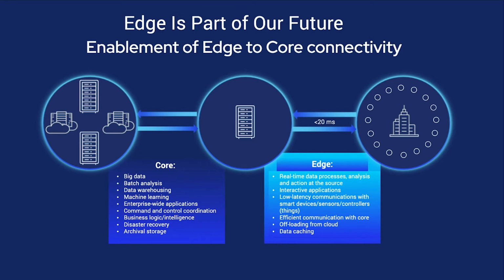And as we mentioned earlier, if you look on the left-hand side, your core is still going to have big data, batch analytics, data warehousing, machine learning, archival storage, all of the high security stuff that has to sit out there is still going to be in your core data centers. But out at the edge, you're going to move your real-time data processing, your low latency communications to all those IoT devices, sensors, AI, all of that stuff's going to sit out there.